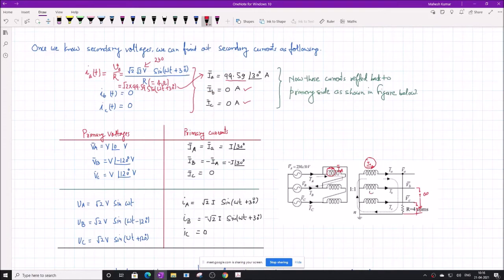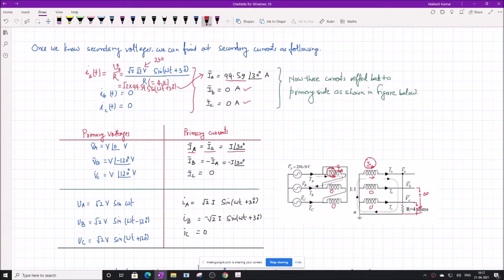This current is 0, this current is 0, therefore 0 current will reflect here, and this whole current reflects to this side. This implies that in this winding the current is 0, and in this winding the current is 0, because we have taken an ideal transformer. And therefore IA is the same as small ia, which is I angle of 30 degrees.